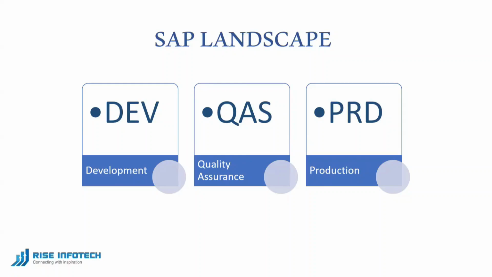Coming to the next one, QAS, quality assurance. Usually we do testing and training here, before moving to production. And the last one is production, where the SAP system is used by end users for daily business operations. The transport path is DEV, QAS, and production.